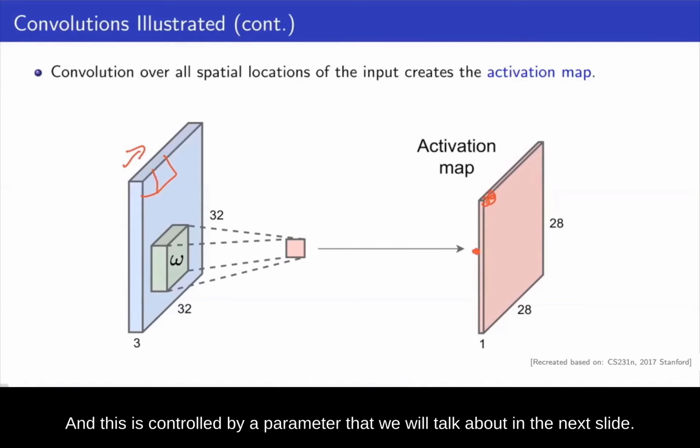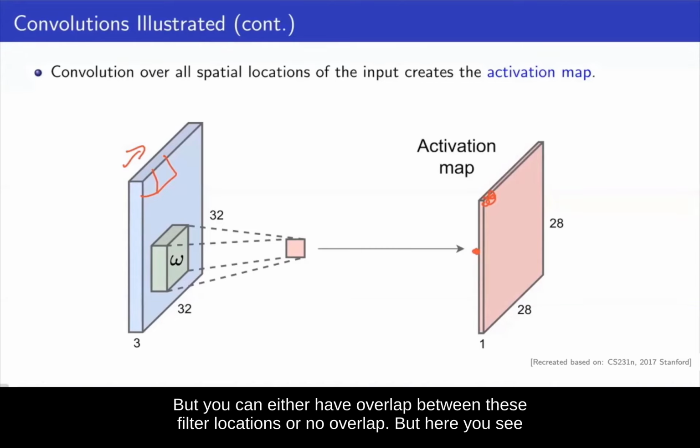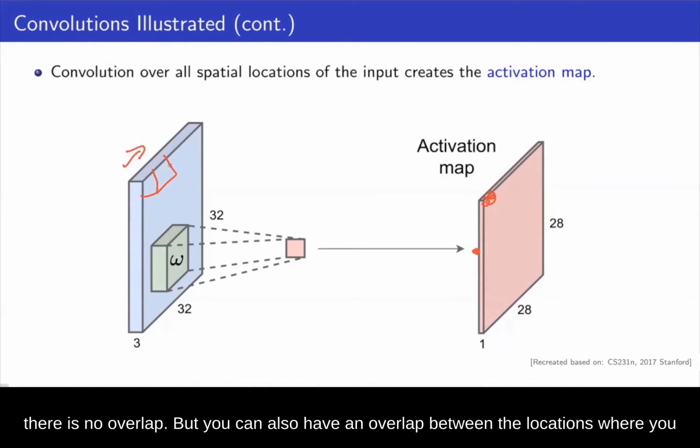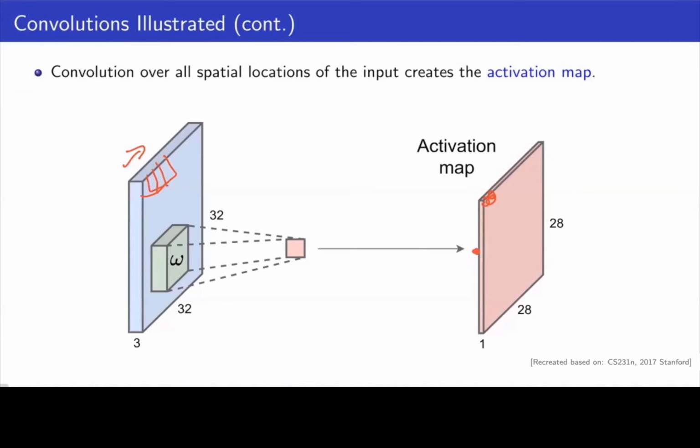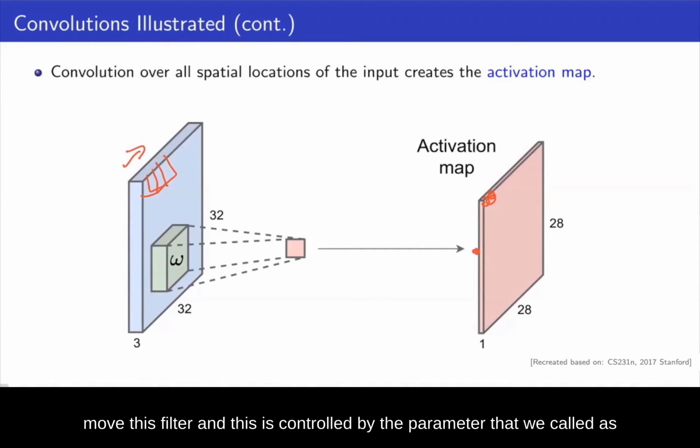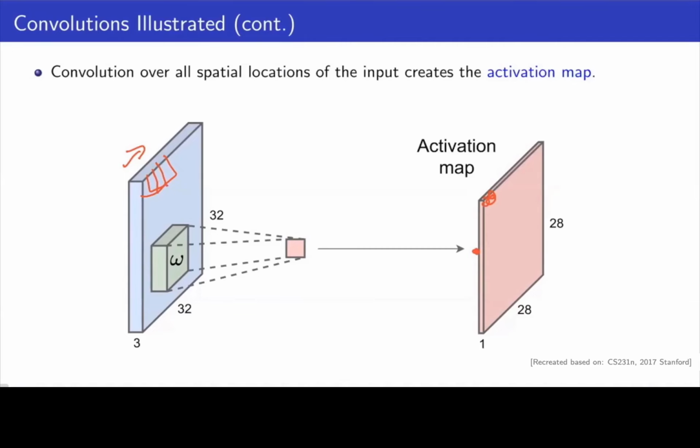So how do you decide by how much you slide this filter? This is controlled by a parameter that we will talk about in the next slide. You can either have overlap between these filter locations or no overlap. Here you see there is no overlap, but you can also have an overlap between the locations where you move this filter. This is controlled by the parameter that we call the stride, and we will discuss this in the following slides.